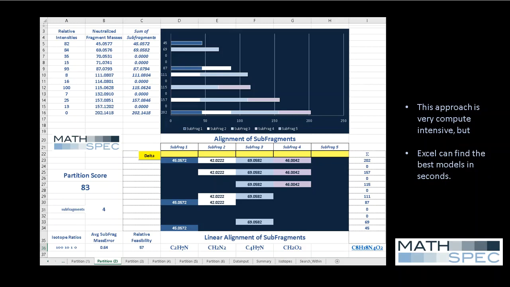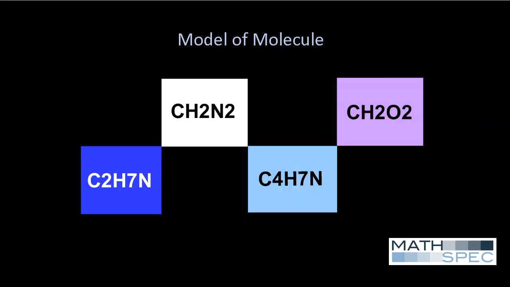Here, this set of formulas explains 7 of the 12 ions. The 4 formulas of the subfragments shown here are in a linear alignment. The output is therefore a simple model of the unknown analyte. Often this is as far as this mass spectrum can take us.